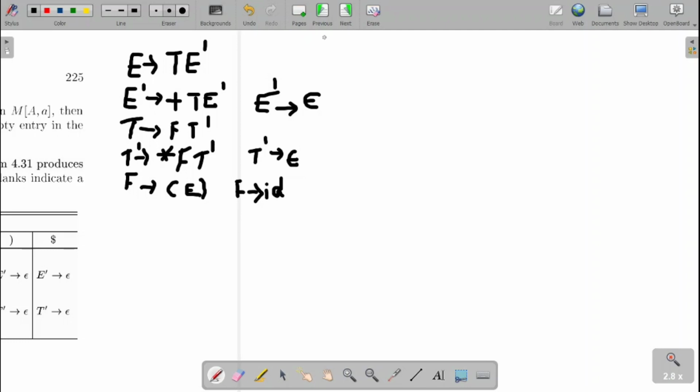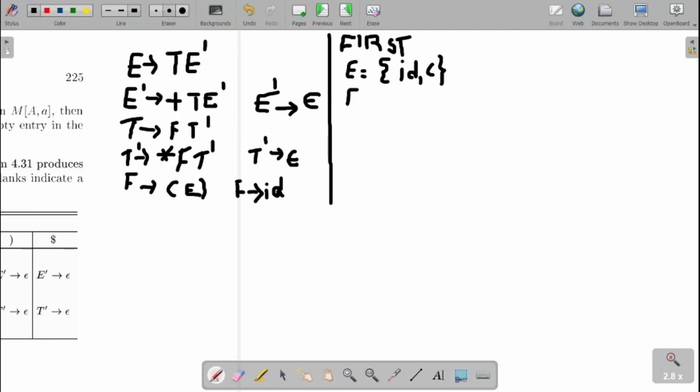For this grammar we constructed the first and the follow set. First let me go with the first set. First I will construct the first of E. What is first of E? First of E has T, first of T has F, and first of F has the open parenthesis and the ID. So first of E is ID and the open parenthesis.